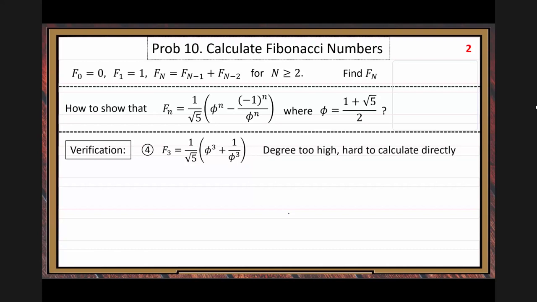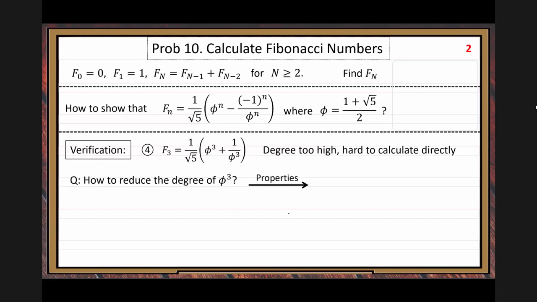Okay. So here, the degree is too high, phi cube. In our calculation, we feel it's too high to calculate directly. So we want to find a way to bring down the degree, to make it simpler. Not that high. But how do we reduce the degree of phi cube? We apply the properties of the golden ratio. What are the properties of the golden ratio?